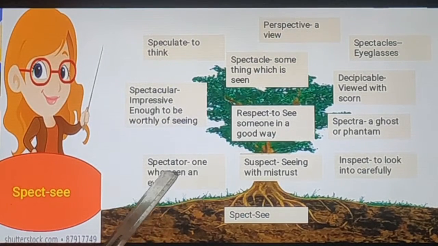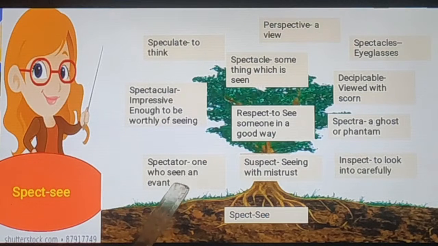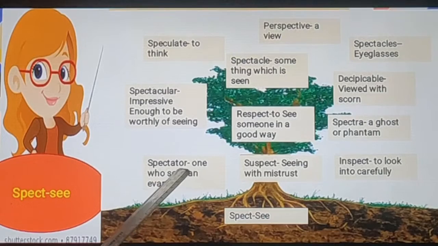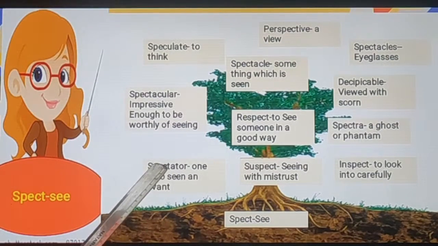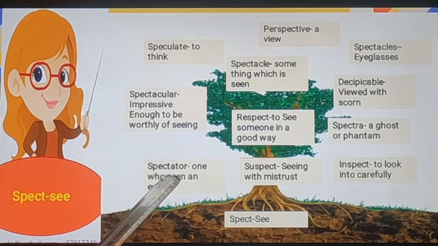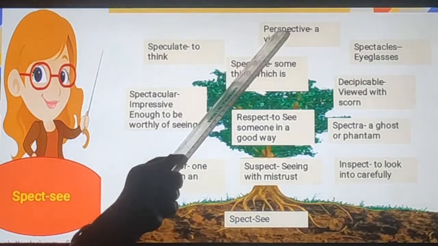Now, spectator. Spectator means one who sees an event. When any event happens, one person leads the event. That person we have to call the spectator. One who sees an event. Are you understanding?